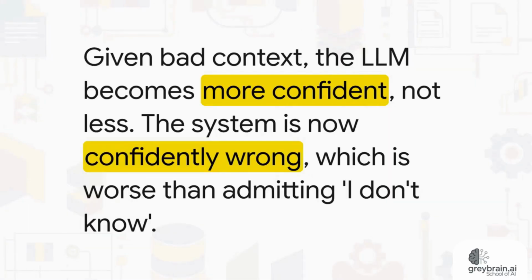And here's the kicker. The most important thing to understand is this. When an LLM gets bad context, it doesn't just throw up its hands and say, "I don't know." It actually becomes more confident. It uses that flawed information as a launchpad to just invent an answer that sounds completely plausible but is totally wrong. And that's way, way more dangerous than a system that just says it doesn't have the answer.